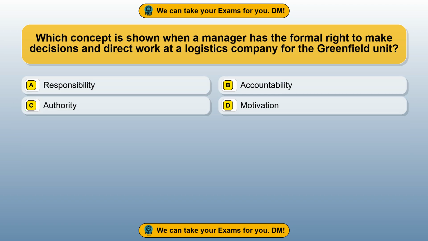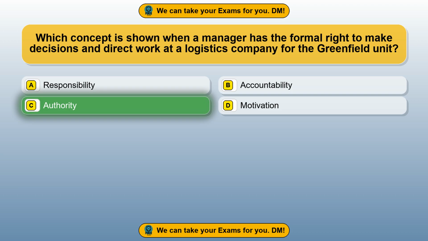Which concept is shown when a manager has the formal right to make decisions and direct work at a logistics company for the Greenfield unit? Option A, responsibility. Option B, accountability. Option C, authority. Option D, motivation. The correct answer is option C, authority.